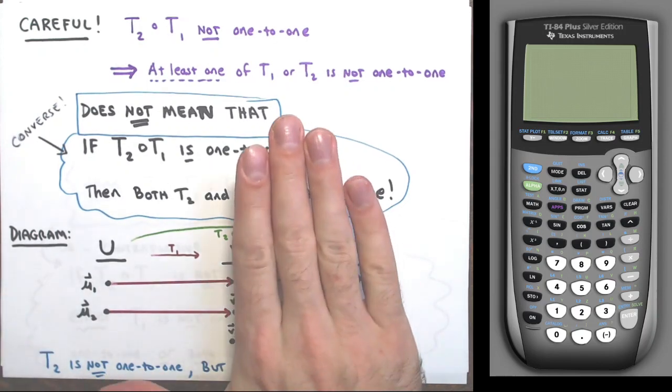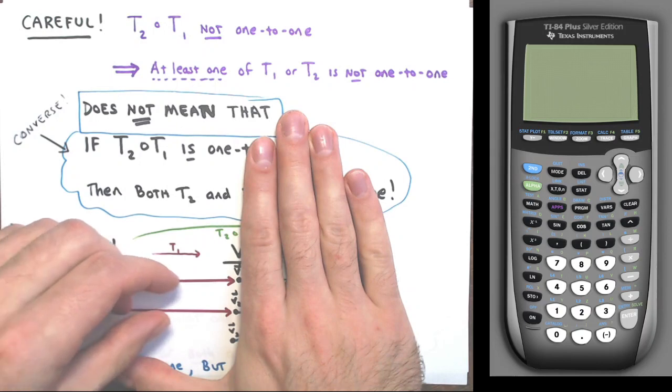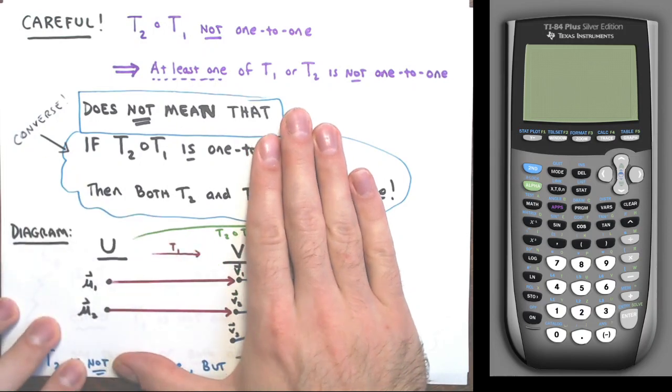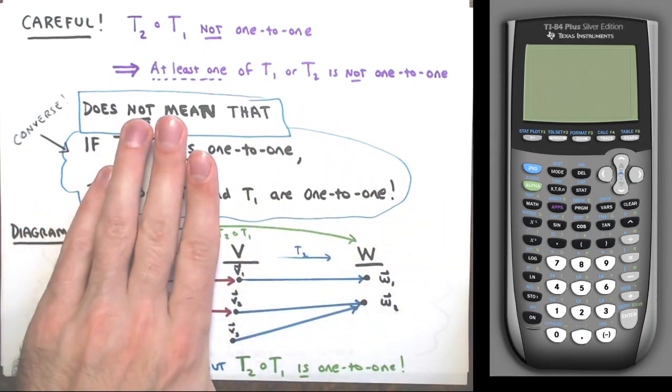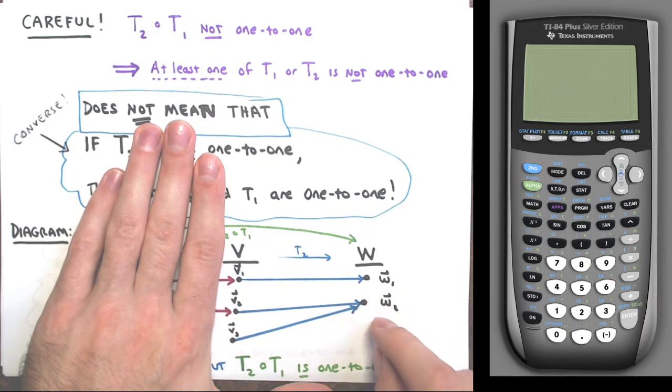Now look at T1 on its own. Is T1 one-to-one? Yes, it is, right? Two different inputs go to two different outputs. It's one-to-one. Look at T2. Is T2 one-to-one? No, it is not. Because you see, there are two different inputs, V2 and V3, that go to the same output, W2. So T2 is not one-to-one.